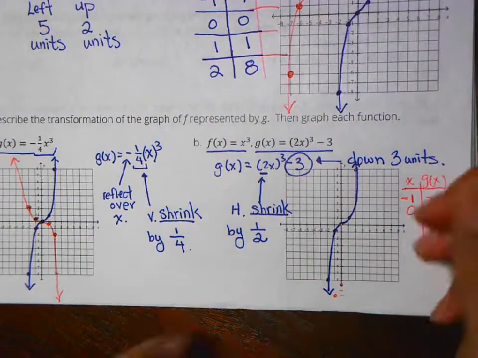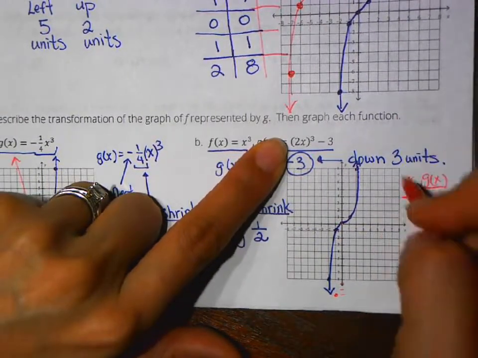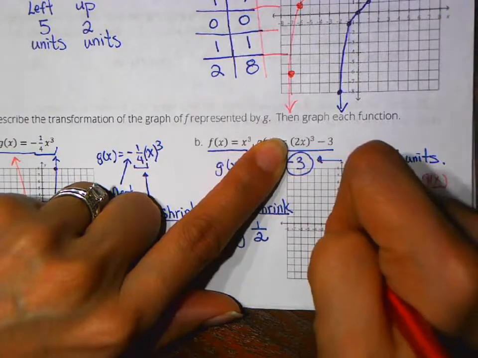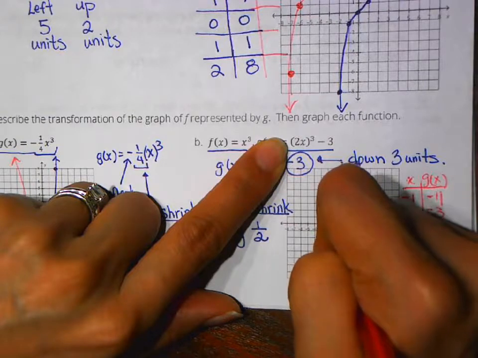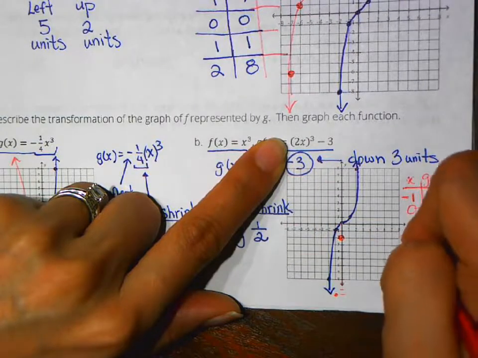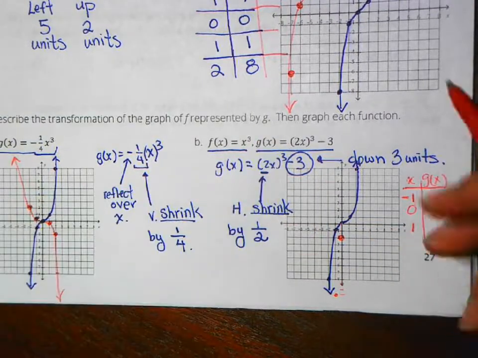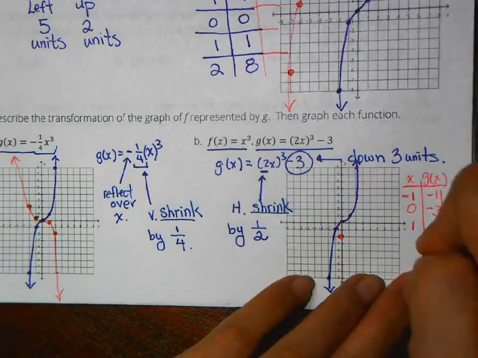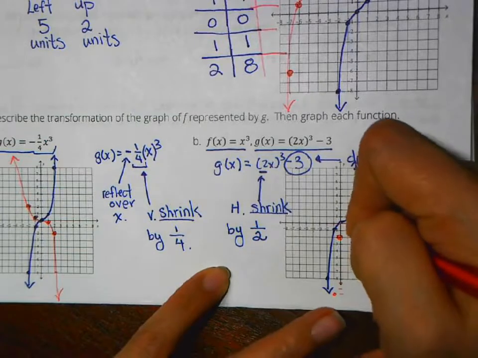And then I have 0. 0 times 2 is 0. 0 to the third power is 0. 0 minus 3 is -3. So 0 is at -3. And then there is 1. 1 times 2 is 2, to the third power is 8. 8 minus 3 is 5. So 1 comma 5.